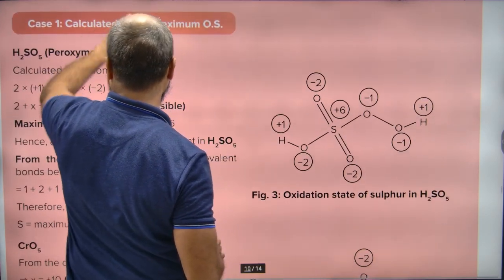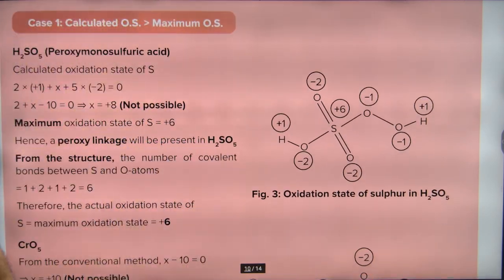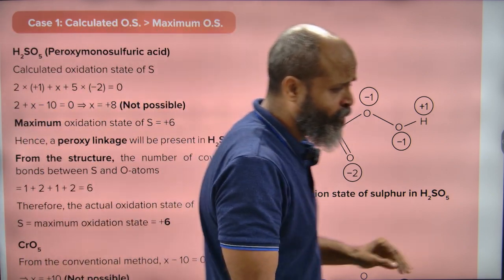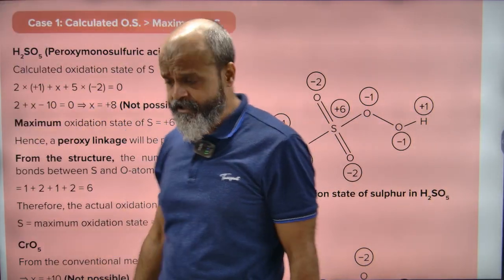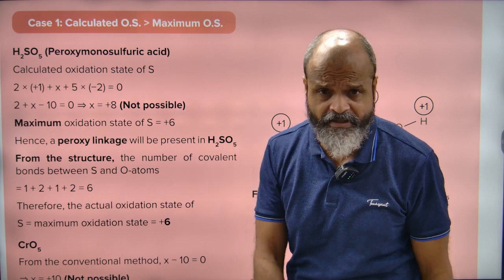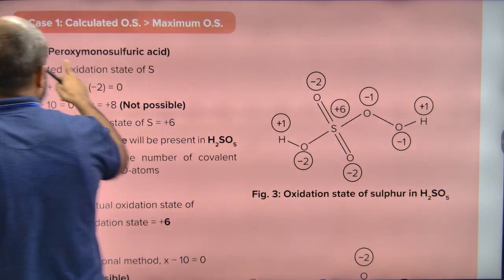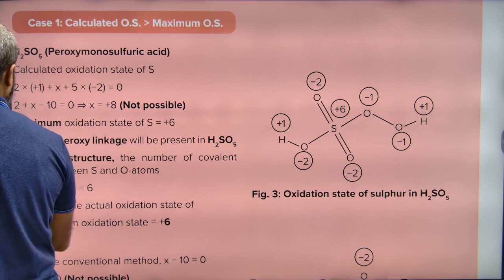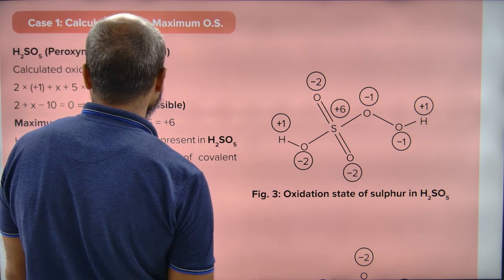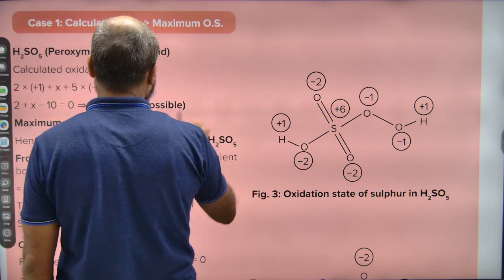Let's take an example of peroxymonosulfuric acid. So this is peroxymonosulfuric acid. The reason why the name peroxy is given is because we have peroxy linkages. Okay, peroxide. So oxygen here behaves like a peroxide. Now let's take this one. So here we have H2SO5.